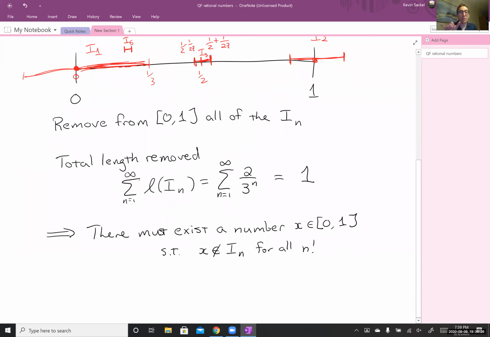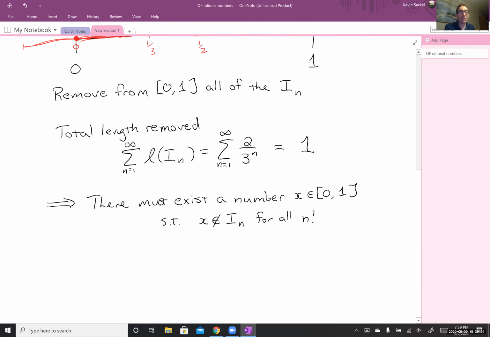Right? Because the interval from 0 to 1 has length 1, and we're removing something where, if we summed up the total lengths of all the intervals, we got 1, but some of these intervals lie outside of our original interval, and some of them overlap, so we've removed something of total length less than 1. And this, to me, is already something rather counterintuitive.